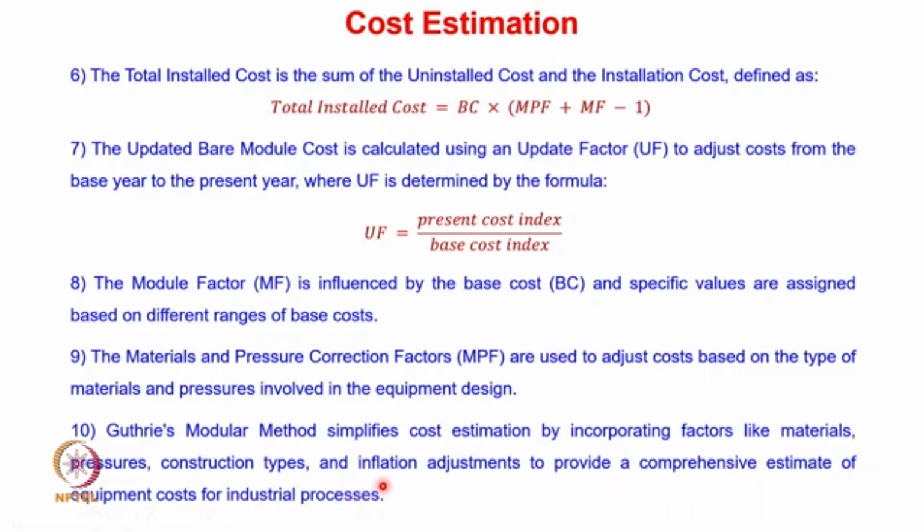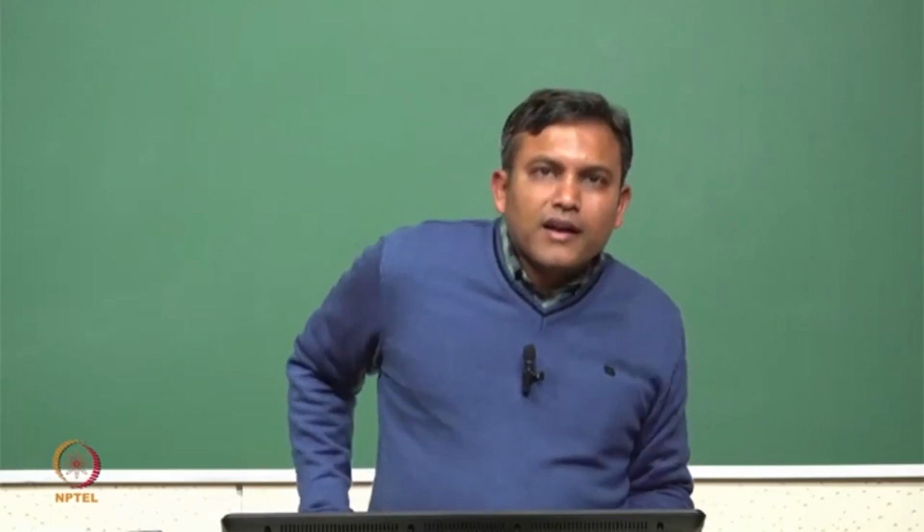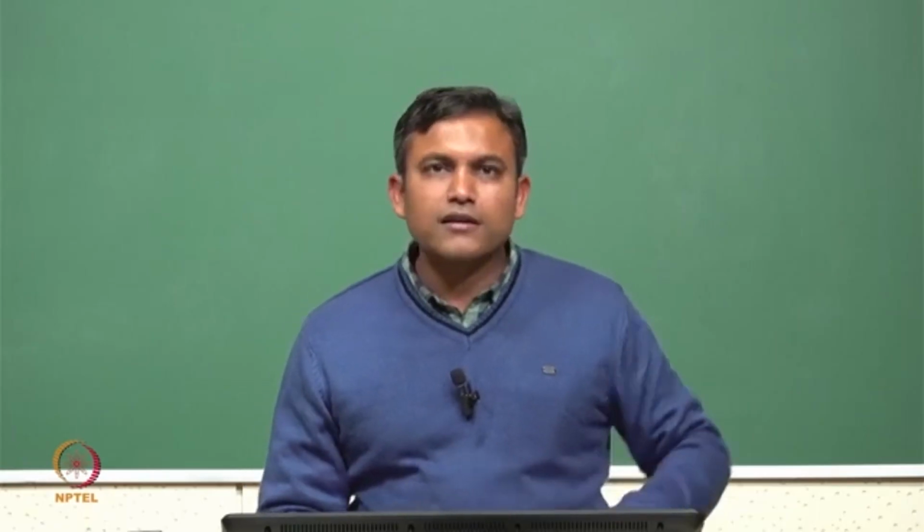So you can see that with almost up to a 20% error margin we can calculate the cost for different equipment and installations, and we can use that for making decisions. So this is all for the equipment sizing and cost estimations, and we stop here.